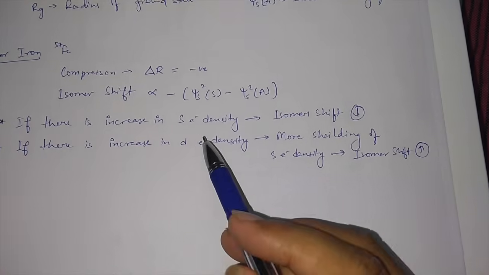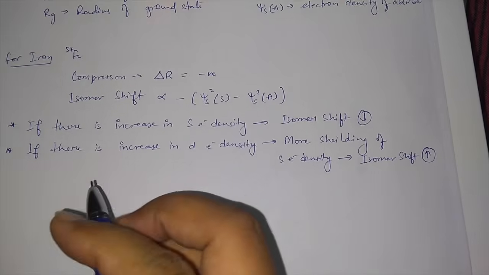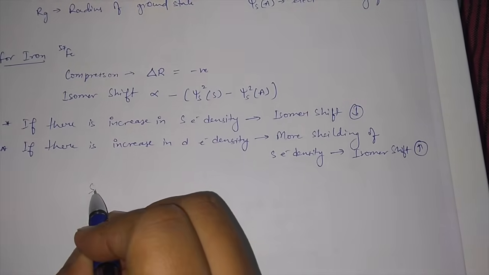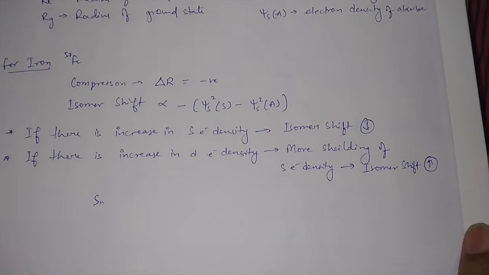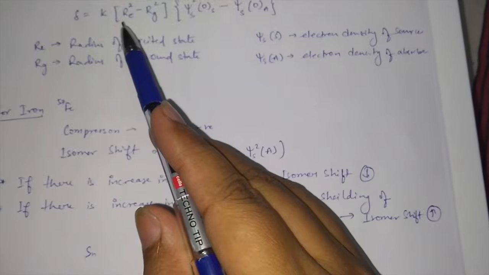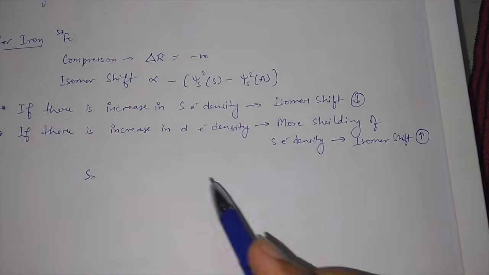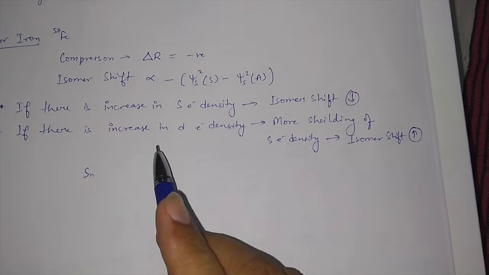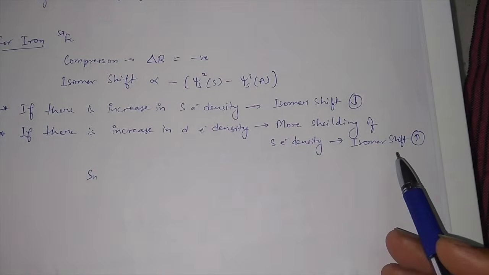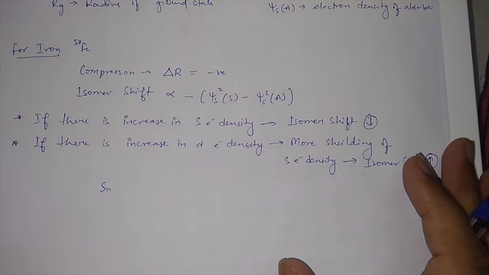So this is for your iron. One more example I am going to give you is for tin. For tin, things will be totally opposite, because there expansion takes place, that is, the excited state radius is more than the ground state. So everything will be opposite. That means if you increase the s electron density, then isomer shift will increase, and if you increase the d electron density, then isomer shift will decrease. So you have to remember these few things in order to do questions.